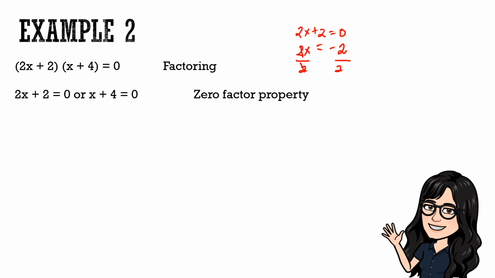2 and 2 here will be cancelled out. That's why we have x equals negative 2 over 2, which is negative 1. For x plus 4 equals 0, simply move positive 4 to the other side of the equation by the use of the addition property of equality. That's why we have x equals negative 4.